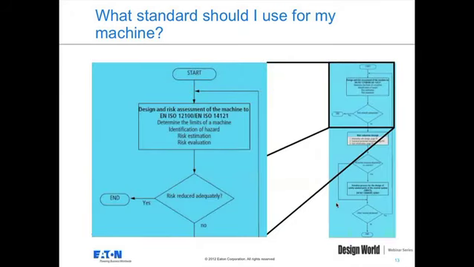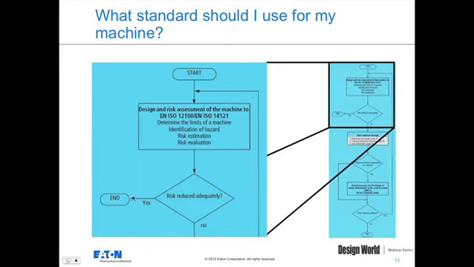So, driving down further, when do I get to those type B standards? When do I use them? In this little flow chart, you start the process and you do a design per 12100 and a risk assessment per 14121. And you determine the limits of the machine, identify any hazards that may be present in your machine, and estimate and evaluate those risks. When you're done with that process, you will have a question: is the risk reduced adequately? Have you eliminated the risks that were present in your machine, or are there no risks present in your machine?